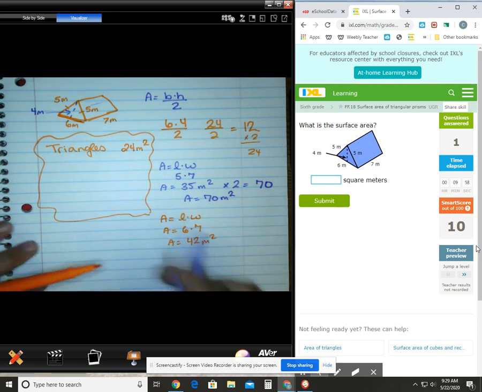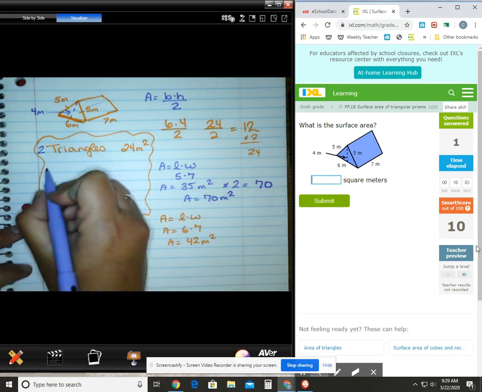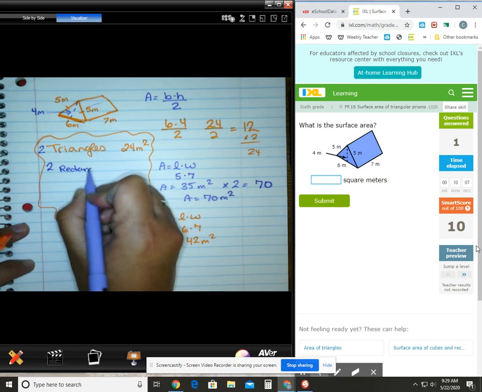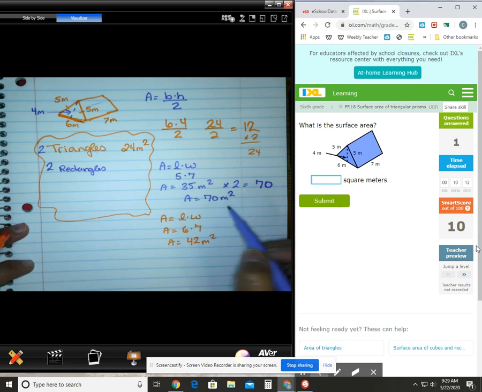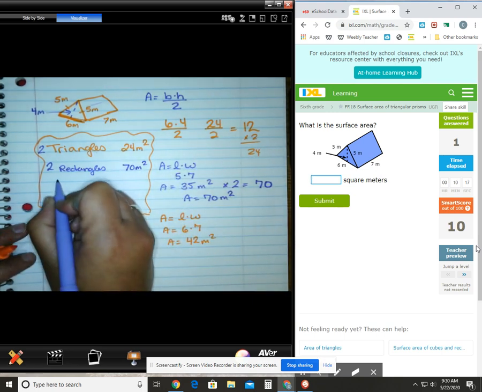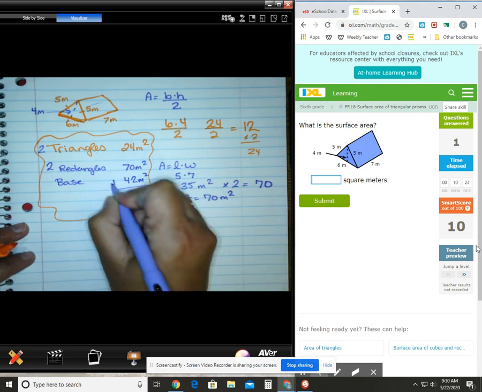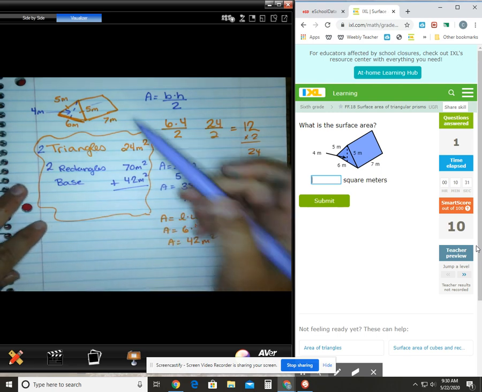So what do I need to do? All right, so this is my two triangles. Together is 24. My two rectangles, the tops, right? Together, we said each one was 35, so together they were 70, right? 70 meters squared. And then my base, right, or the bottom rectangle, was 42 meters squared. So now I have to add them up. And again, I use my calculator, or you can just work it out. That's fine too. Sometimes we can do that.